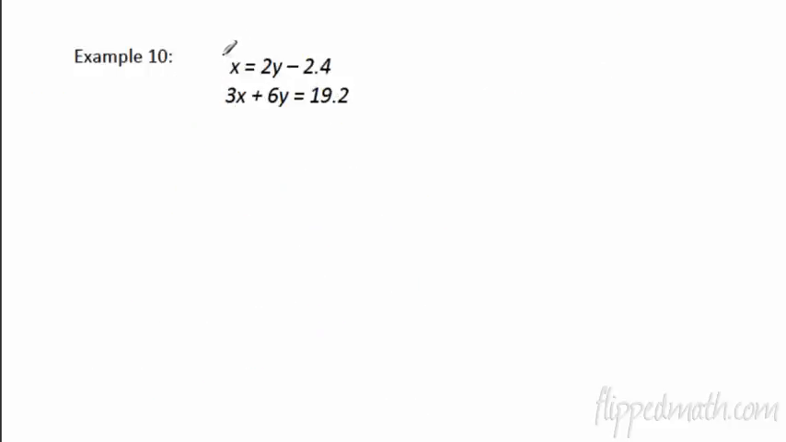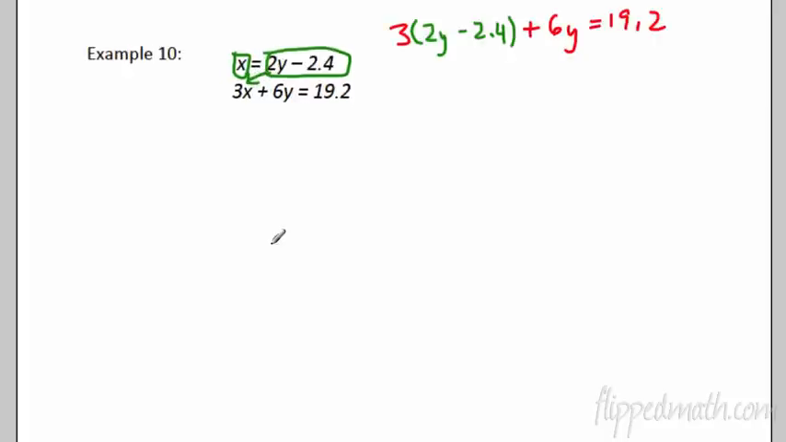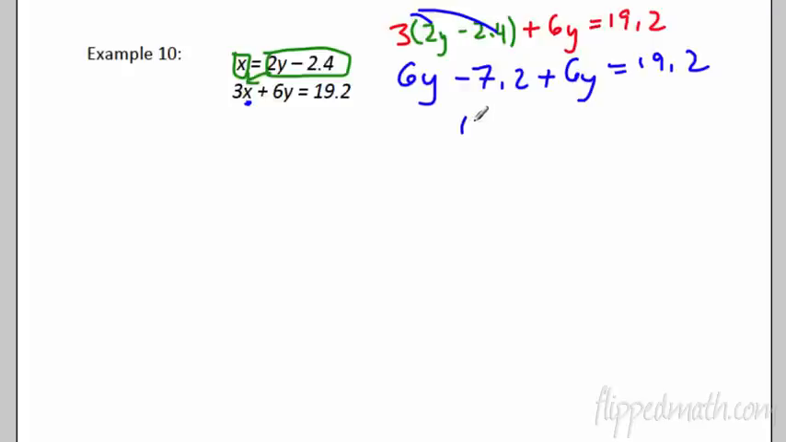Okay, number 10, if you can notice here, the x is already solved for all by itself. All right, so we need to plug this into the other equation. All right, so let's see what that looks like. Okay, so as you notice, the green part here, that's what that x is right there. Okay, so now it's distributive property. We're going to get 6y minus, what do we get here? 7.2 plus 6y equals 19.2. All right, so we can add the 6y's together. That's combining like terms. Minus 7.2 equals 19.2.